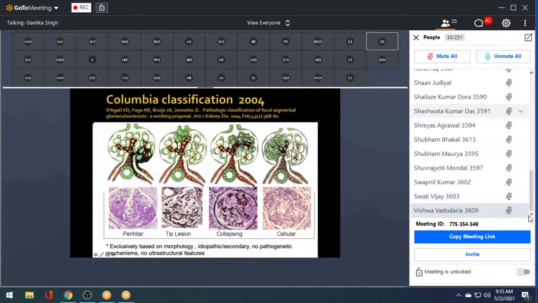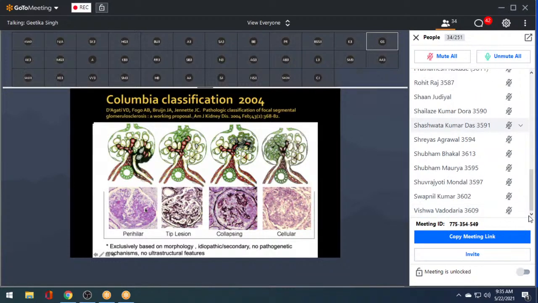So FSGS has been looked at in many ways, and the older ways in which it was looked at was in terms of the position of the segmental sclerosis. And let me just take you through the important points for you to remember. If the segmental sclerosis was found to be more perihilar, they found that these perihilar FSGS corresponded more to a secondary sort of FSGS, secondary to hypertension. We'll talk about this. Okay, so perihilar FSGS corresponds to hypertensive related secondary FSGS.